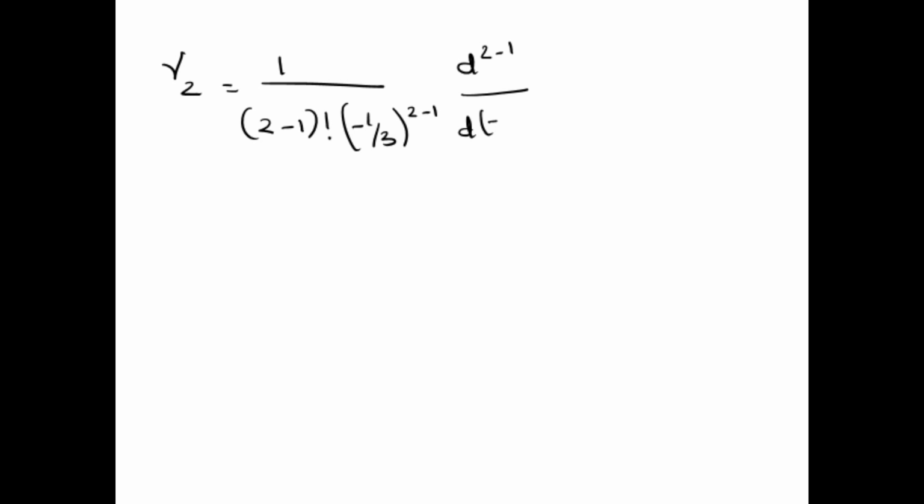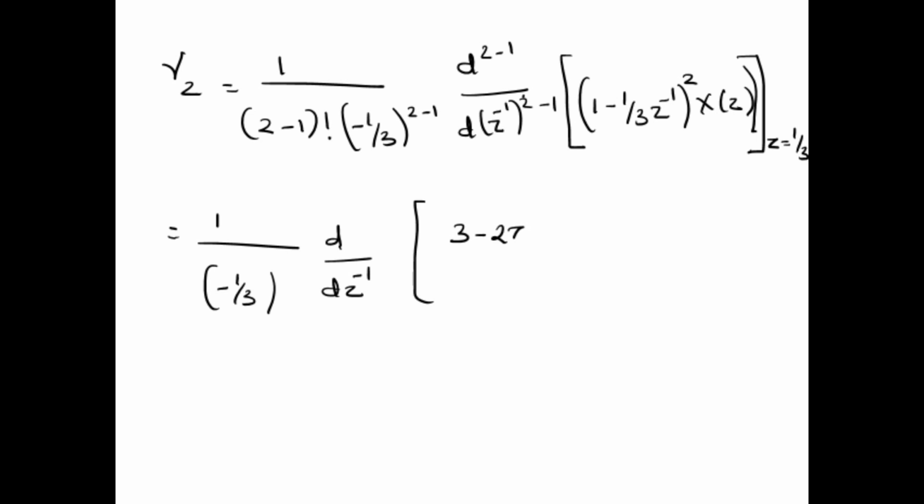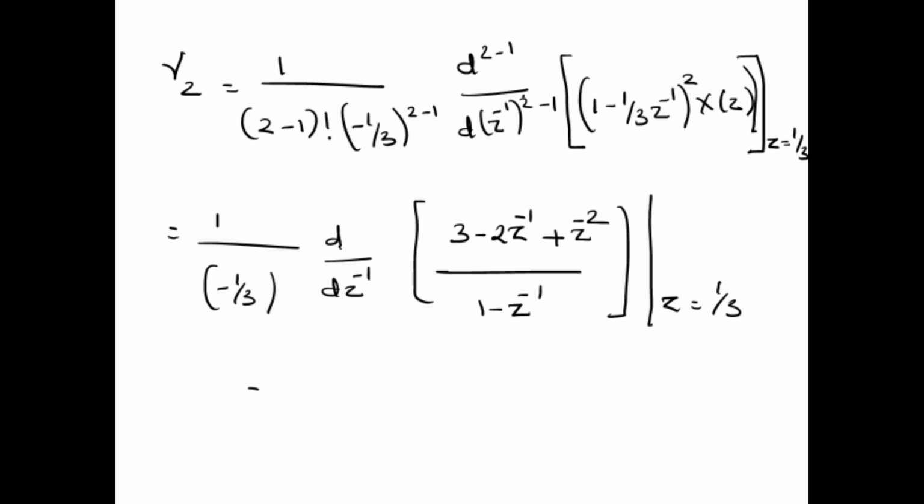Then gamma 2 is equal to 1 divided by 2 minus 1 factorial into minus 1 by 3 to the power 2 minus 1 into d to the power 2 minus 1 divided by d of z inverse to the power 2 minus 1 into 1 minus 1 by 3 z inverse whole square into x of z at z is equal to 1 by 3, which is equal to 1 divided by minus 1 by 3 into d by dz inverse of 3 minus 2z inverse plus z to the power minus 2 divided by 1 minus z inverse at z is equal to 1 by 3, which is equal to 1.5.